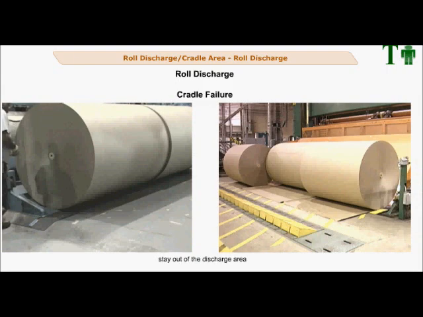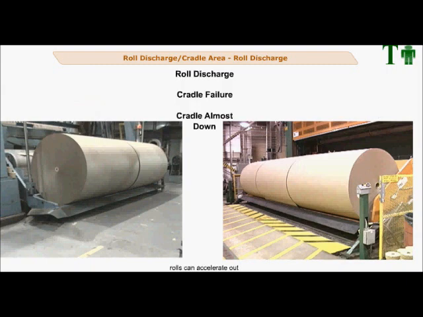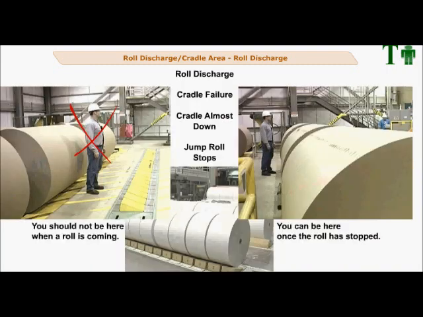If the cradle fails electronically or mechanically during lowering, this can cause the rolls to be thrown from the cradle. Be aware of this and stay out of the discharge area. Stopping the cradle short of its full down position can cause the rolls to accelerate out of the cradle by dropping off the edge. Some rolls can be discharged so fast that they may jump the stops. The area after the stops should be restricted, and anyone in that area must be notified of this possibility.